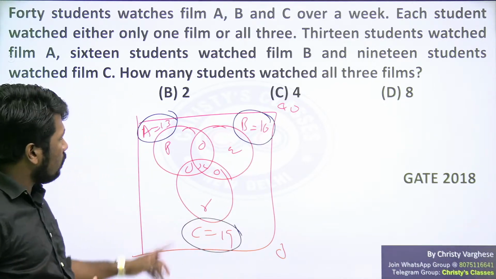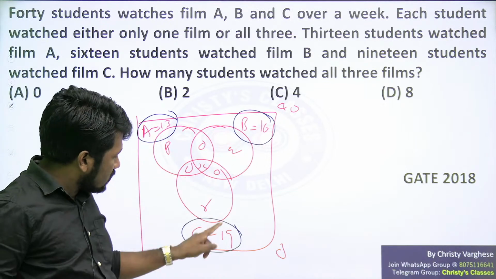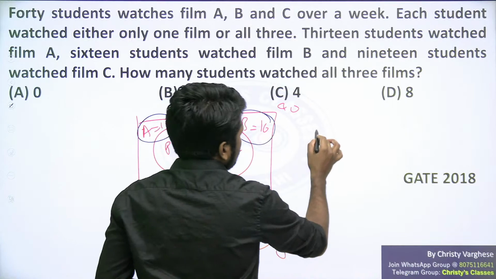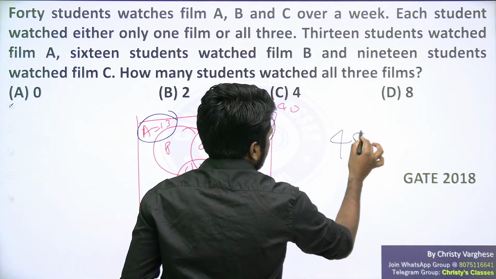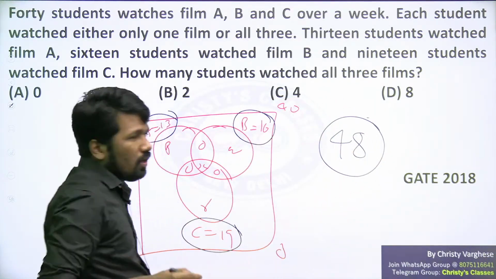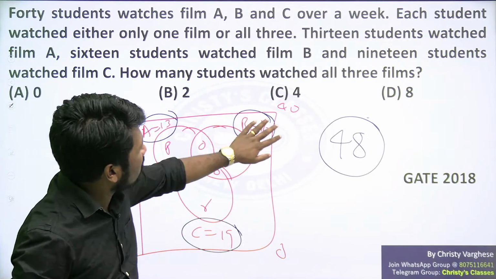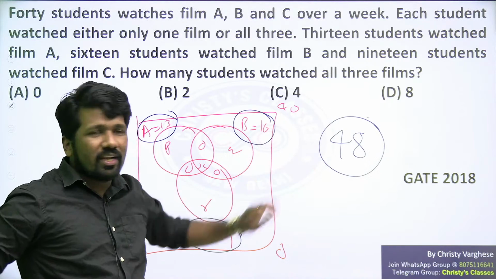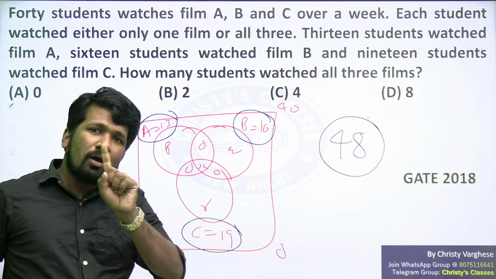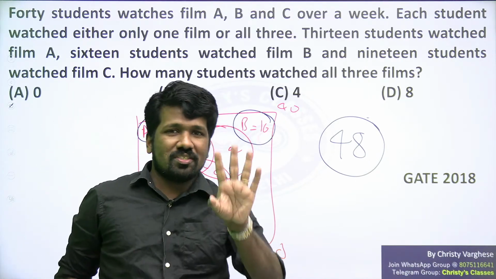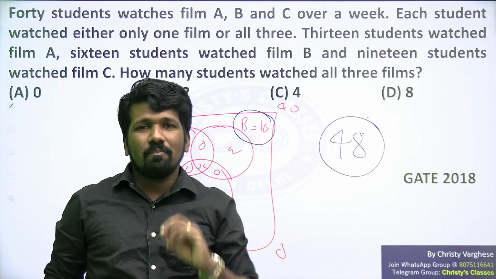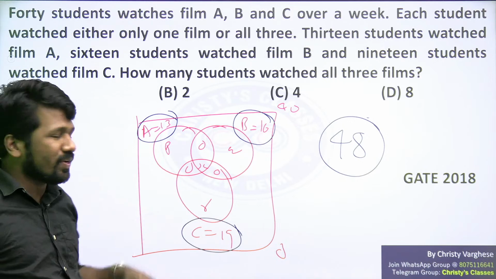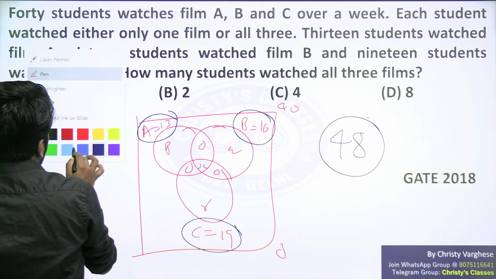So first you think about a set, A film watching, B film watching, C film watching people. If you add up, what are you getting? 13 plus 16 plus 19, you are getting 48 people. But in total there are only 40 people. Only 40 students are there totally. Then why are you getting this 48? Because you have counted many people twice. Then you have to investigate which people you may have counted twice.